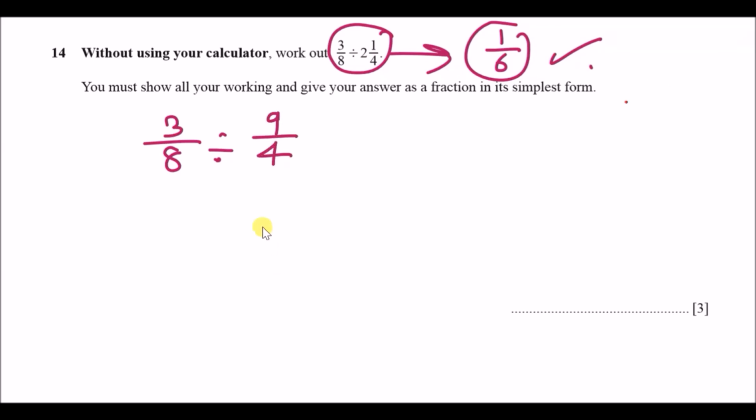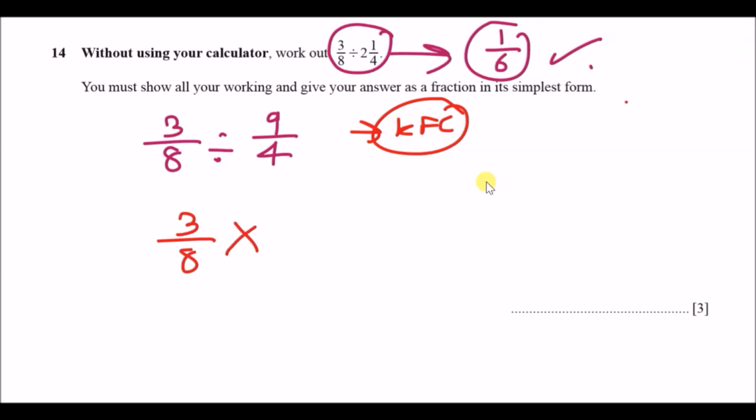Okay. And now to deal with division, the cool rule is that you need to use the KS2 method. Keep, flip, and change. So we keep the 3/8, we flip the 9/4 and change the division sign. So it'll be 3/8 times 4/9. So you always flip this fraction and flip this to a times. And that's it. Now all you do is just times it head on.